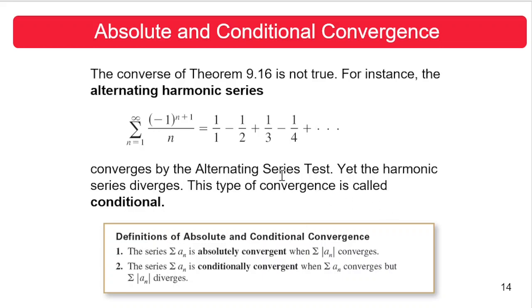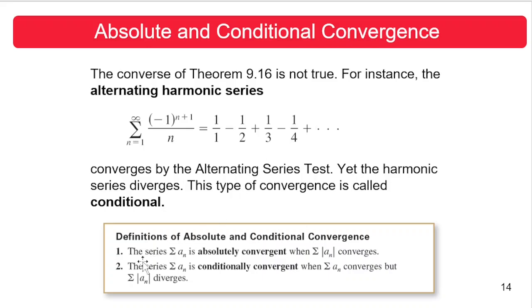The converse of theorem 9.16 is not true. For instance, the alternating harmonic series, summation of -1 raised to n plus 1 over n, where n is from 1 to positive infinity, which is equal to 1 minus 1/2 plus 1/3 minus 1/4 plus and so on and so forth, converges by the alternating series test. But we know that the summation of 1 over n is the harmonic series, and the harmonic series is a divergent series. So this type of convergence is called conditional.